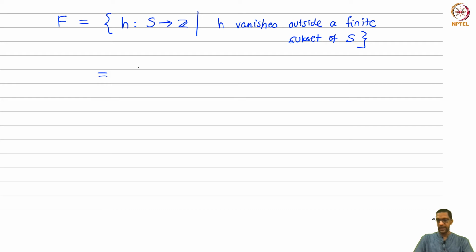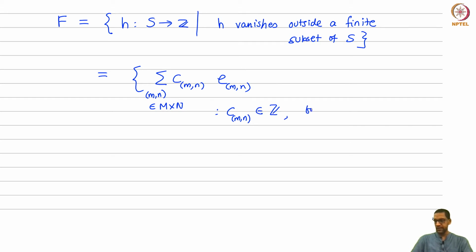On the other hand, we also wrote it in terms of a unique expression as follows. In this case the set S is all ordered pairs (m, n). So let me denote it as the sum of c_mn times e_mn, where (m, n) ranges over the set S, which is M cross N, such that c_mn is an integer and only finitely many are non-zero. We should say all but finitely many are 0.